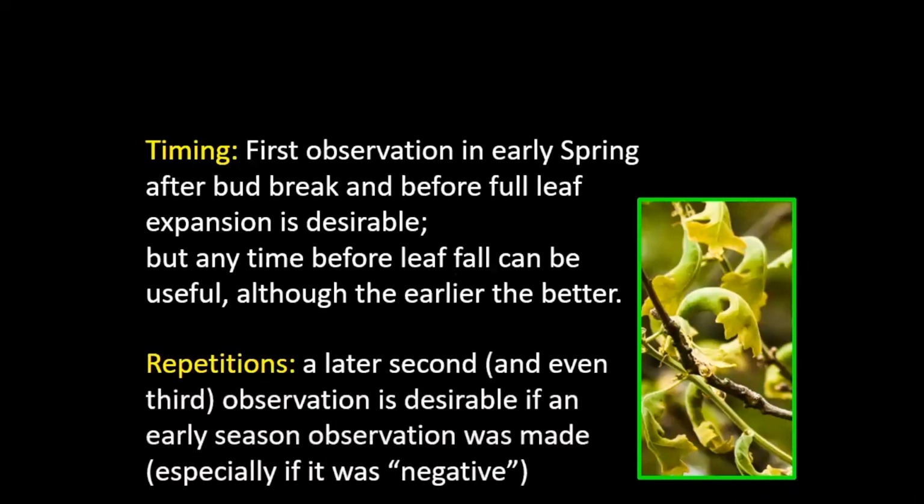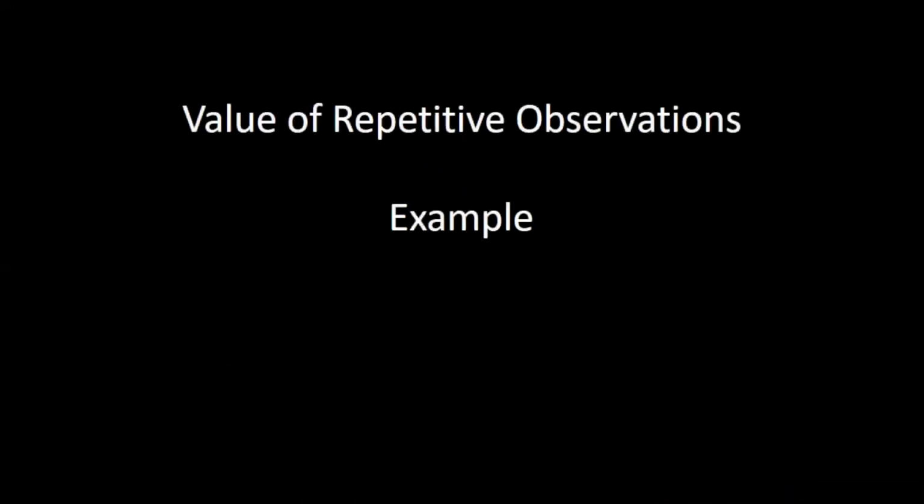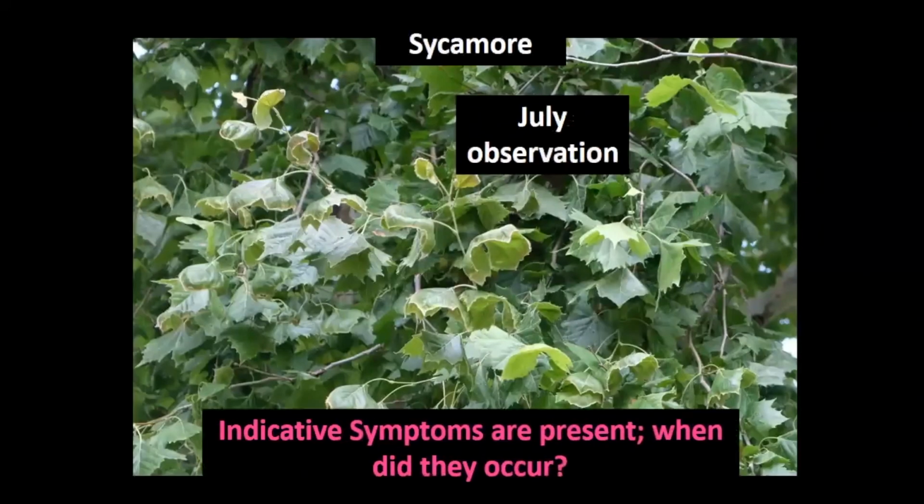Now, with regard to repeating observations, a second or even third observation is desirable at a location if an earlier observation was made, especially if it was negative, and so let's think about the value of that. So I'm going to give you an example.